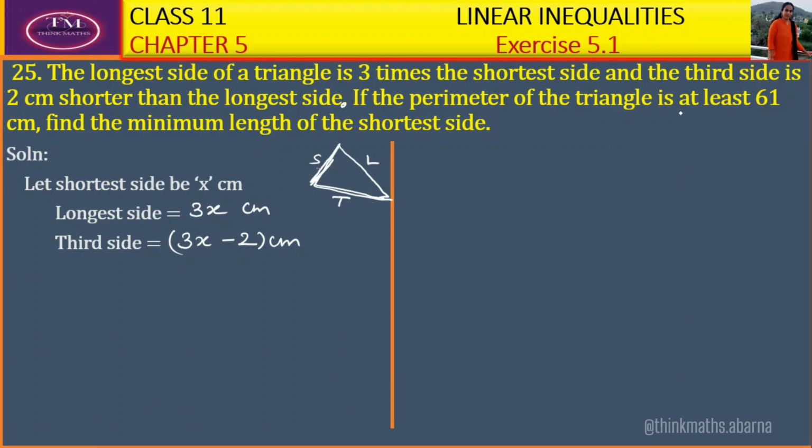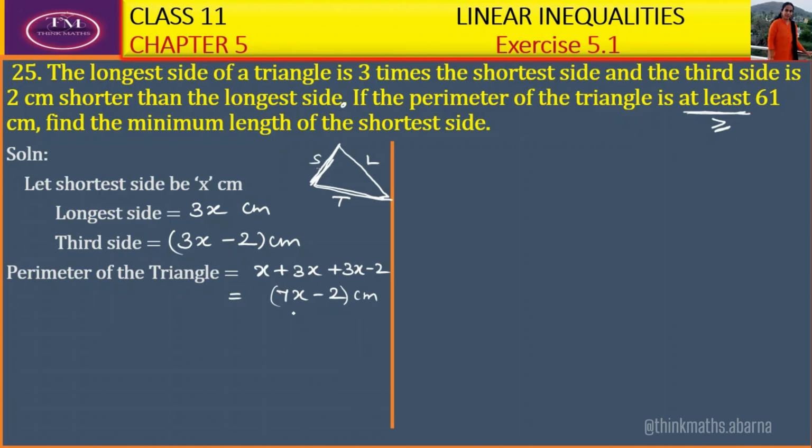Next, if the perimeter of the triangle is at least 61, at least means the minimum should be 61 and it can be greater than that. So it takes the inequality greater than or equal to. We have to find the minimum length of the shortest side. So what is the perimeter of the triangle? We have to add all the sides. x plus 3x plus 3x minus 2, which is x plus 3x is 4x, 4x plus 3x is 7x, 7x minus 2. So this is the perimeter of the triangle.